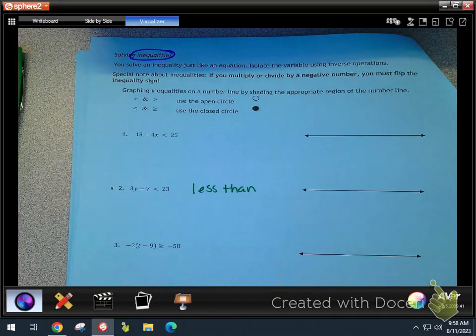Turn it sideways. There's your less than sign. If you forget, I'm going to say that: sideways L. L, sideways. That's got to be a less than. Okay? So, keep it the same. Just keep doing what we're doing.